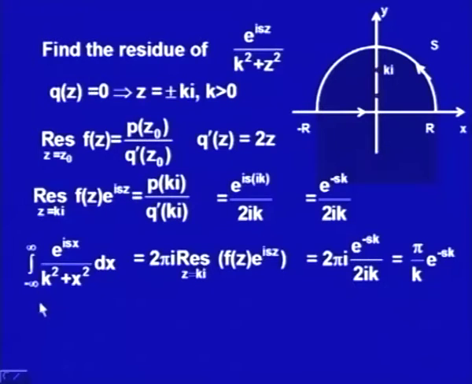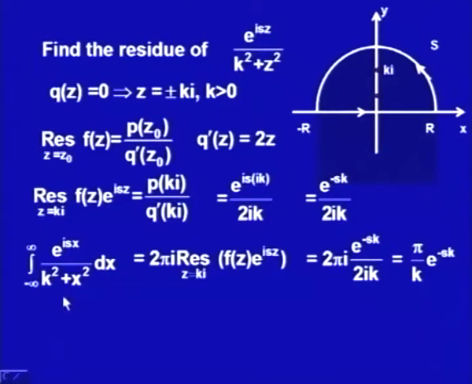So what we have got is the integral from minus infinity to plus infinity of e to the power i s x upon k square plus x square dx is equal to pi upon k e to the power minus s k. Now this e to the power i s x we could write as cos s x plus i sin s x. So we would get two integrals, one is cos s x upon k square plus x square dx, and another is the integral from minus infinity to plus infinity of sin s x upon k square plus x square dx, with plus i. That is, we would be getting the real and imaginary parts.